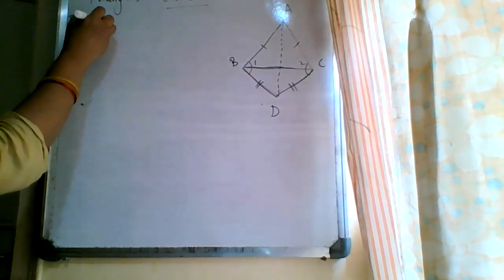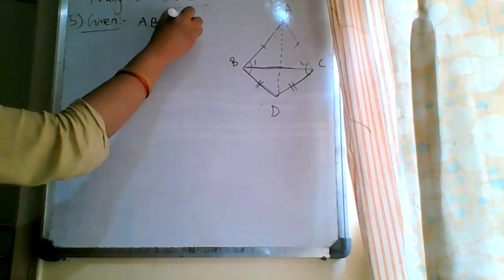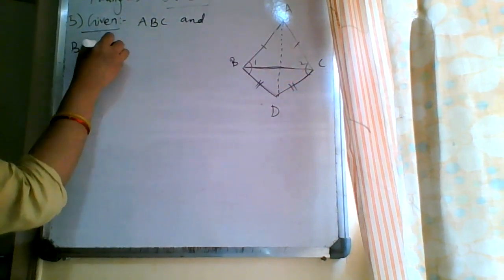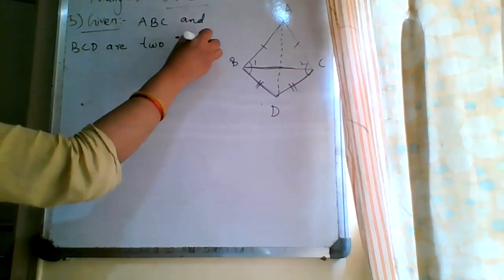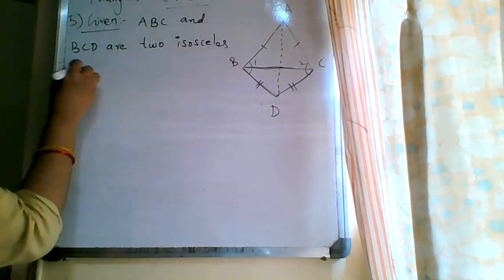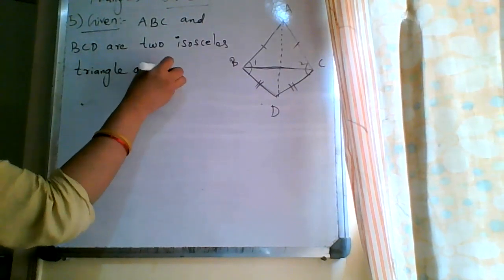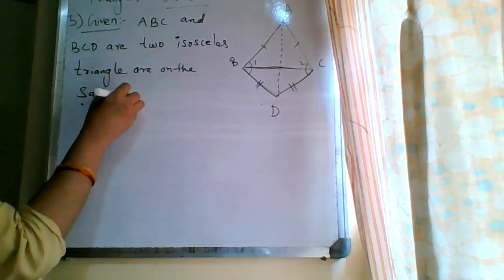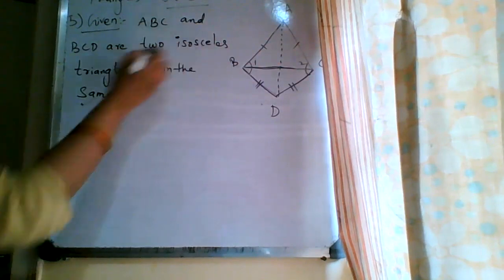First of all, we are going to write given. What is given? ABC and BCD are two isosceles triangles on the same base BC. For this triangle the base is BC, and for this triangle also the base is BC. This is given. What is meant by isosceles triangle?